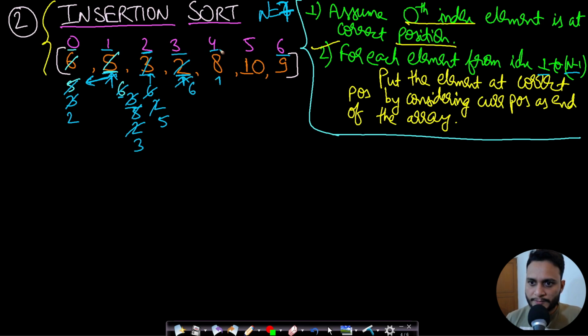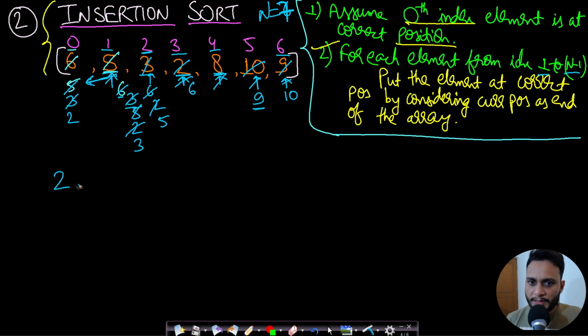We move to this index 4. Now we will compare 8 with 6. 8 is greater, so nothing will be done. It is at its correct position. We will compare 10 with 8. Now 8 is lower, so we will not do anything. We will compare 9 with 10. So 10 is larger, therefore it will be swapped. 10 will come here, 9 will come here. Now again compare 9 with 8. So 8 is lower, we will stop here. And all the elements in this array have been processed, right?